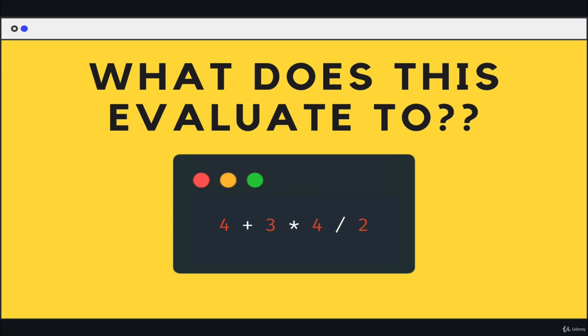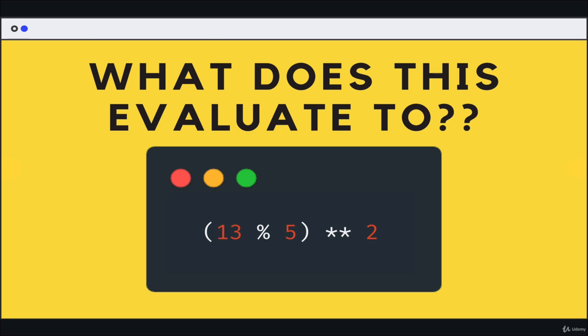Here's the answer. So this one has to do with the order of operations and just recognizing these operations in general. So the addition is not going to happen first. We'll have the multiplication and division. So we have 3 times 4, which gives us 12. We divide by 2, that gives us 6. Then we add that to 4, and we get 10. So the answer is 10 here.